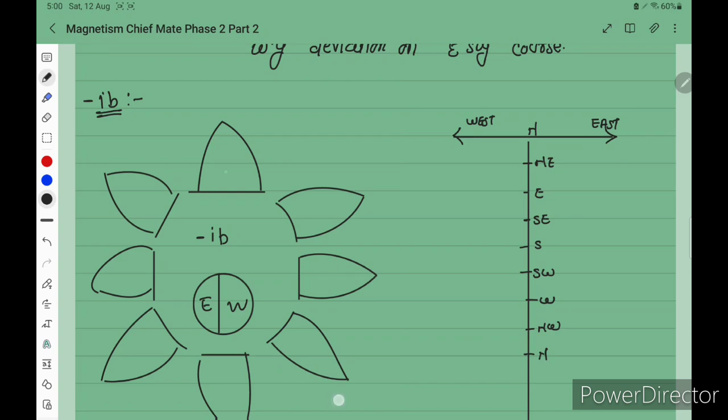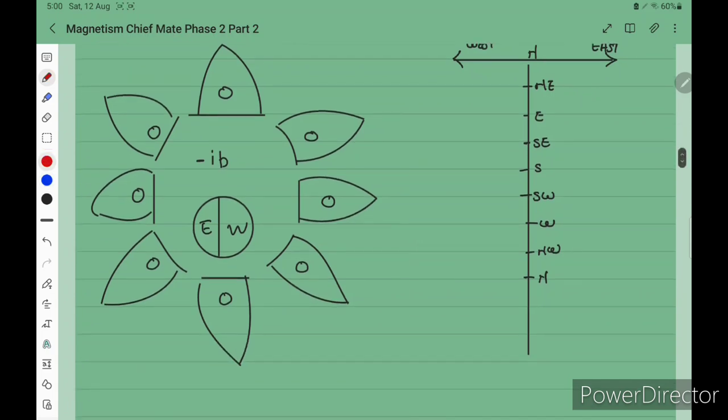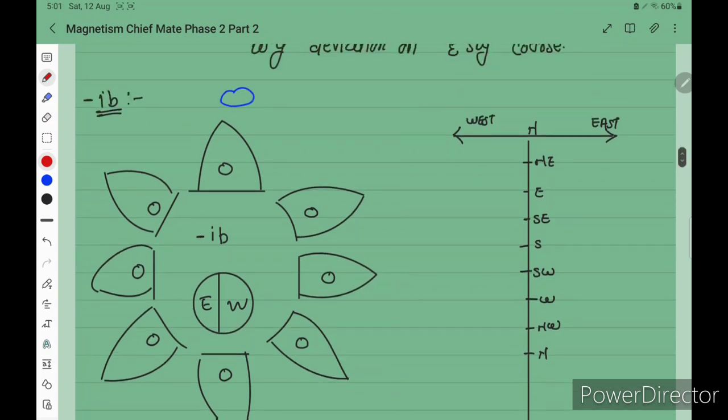Now we'll mark the compass. Okay, so on the earth, the blue is on top and the red is on bottom. The line of force leaves from the red and enters the blue. Now minus IB is caused by blue at the funnel top. So if you see this diagram, we are looking from the top view.